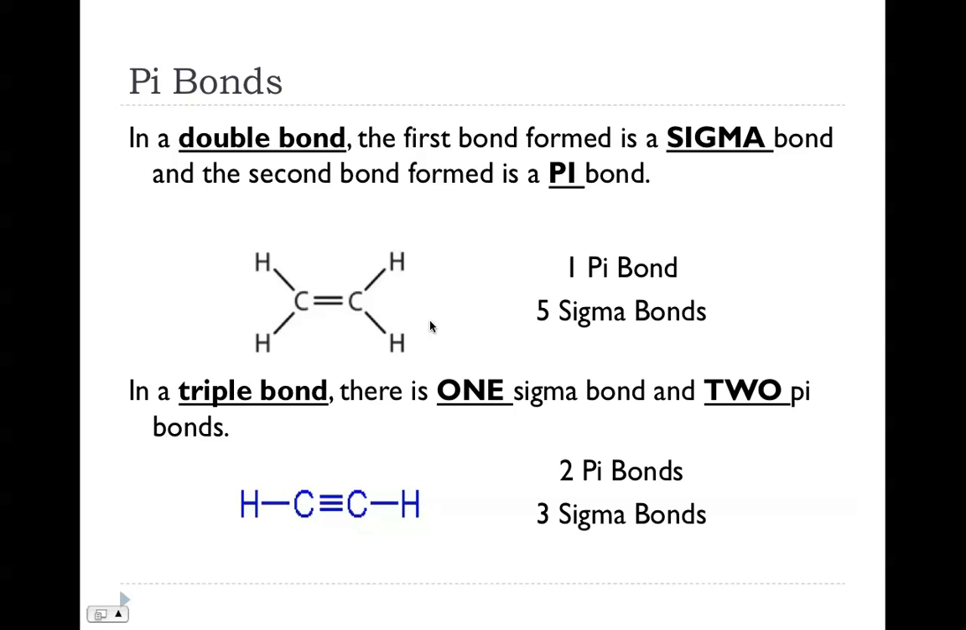A triple bond contains 1 sigma bond, the first one formed, and then 2 pi bonds. So in this triple bond that I have, the first line is going to count as a sigma bond. So that's 1, 2, 3, my 3 sigma bonds. The other 2 lines in the triple bond are going to count as 2 pi bonds. So in this example here, I have 2 pi bonds and 3 total sigma bonds. All right, so you should be able to count sigma and pi bonds if given the structure, or if you're asked to draw it, being able to relate it to that.